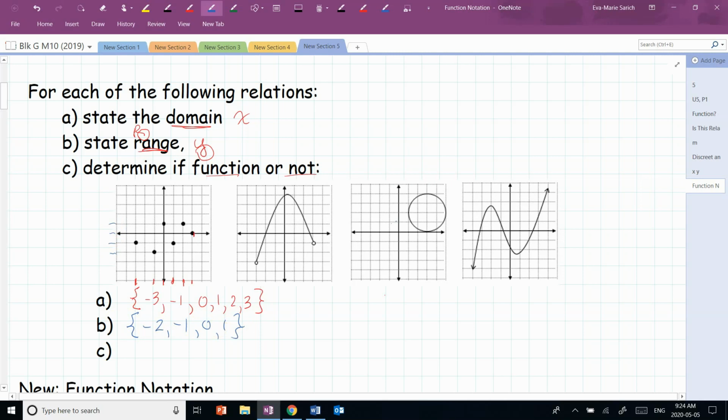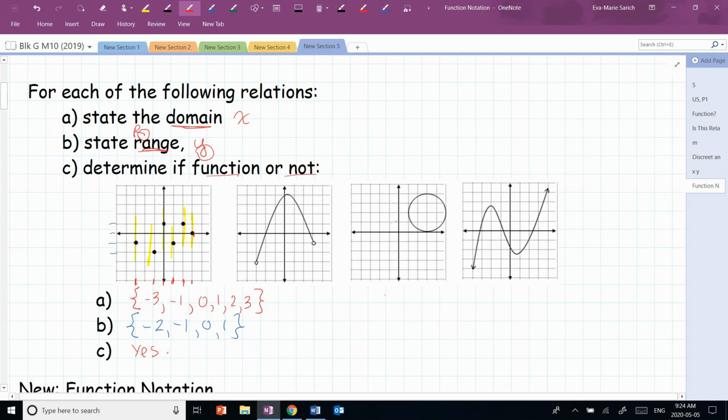Now, looking to see if this is a function or not, we're just using our vertical line test. When we go through all of these points, it does not cross more than one point with our vertical line test, so this is yes, a function.